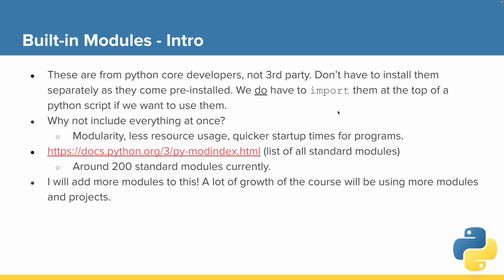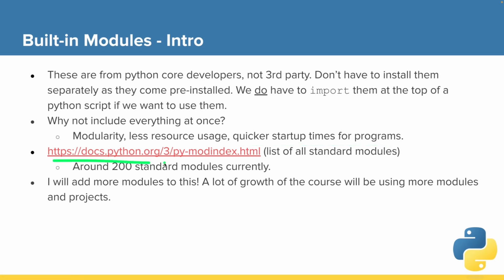So lots of functionality. We're going to talk about various modules, and these just expand what we can do with Python. But why not include everything at once? Well, a few reasons. It makes our programs more modular if we're able to only import what we need. It uses less resources, memory, for example, if we're not loading up in every Python file all of the possible Python functionality. It also gives us quicker startup time for programs.